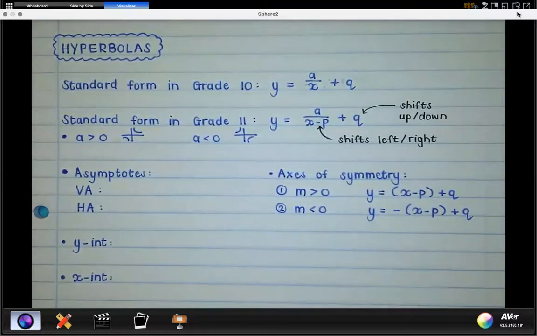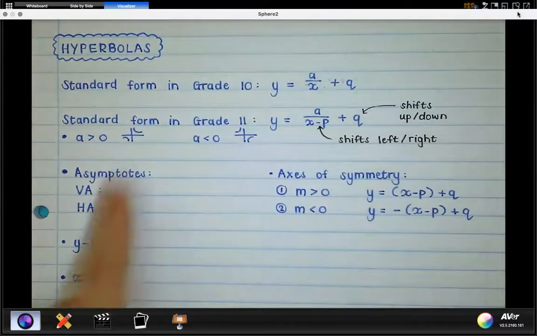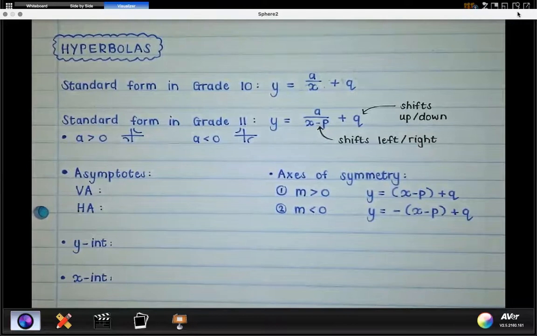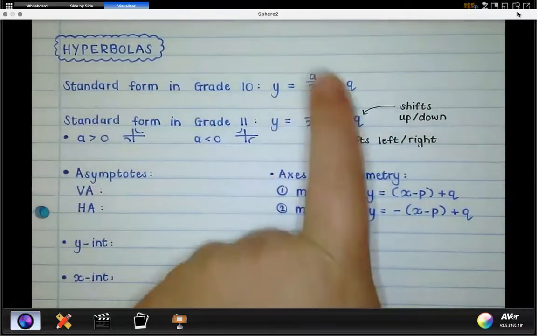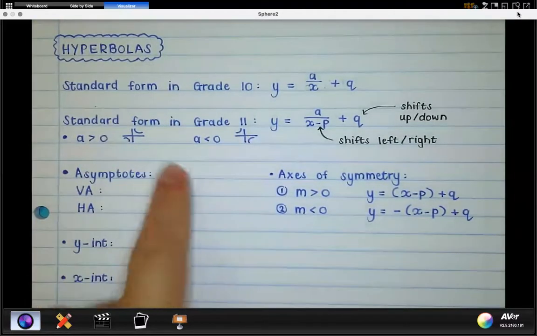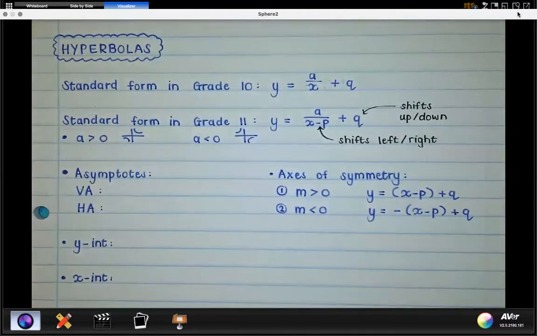If you guys can just copy down this note, I'm going to read through it and explain various things, fill various things in as we go along, and then I'm going to draw an example of a hyperbola as well. In grade 10, you learned this standard form of the hyperbola, which is just y equals a over x plus q. A stays the same in grade 11.